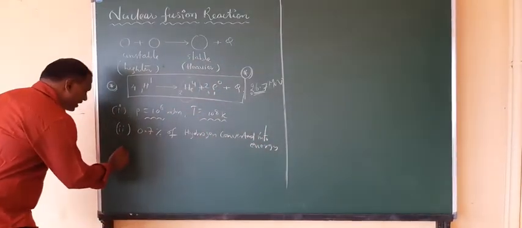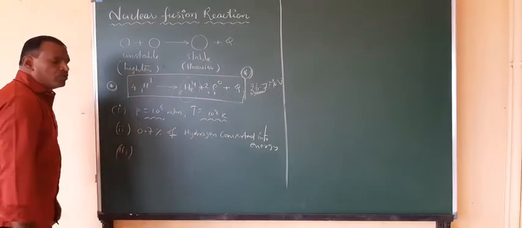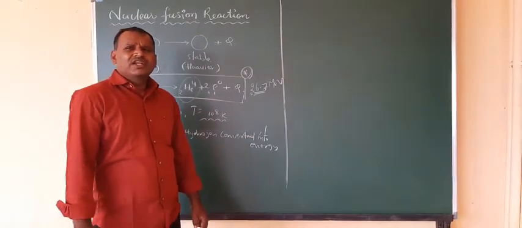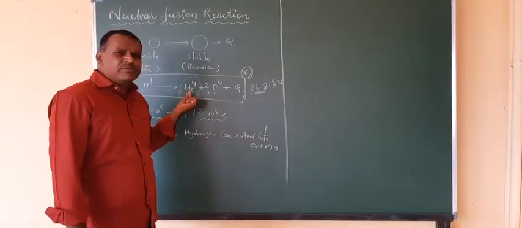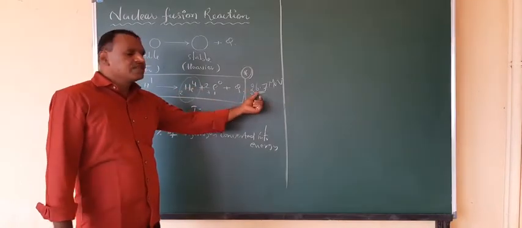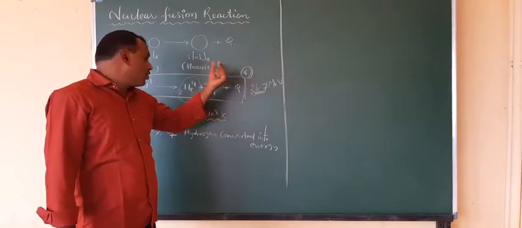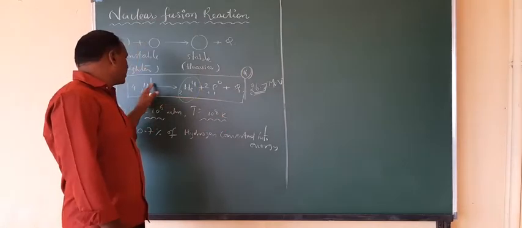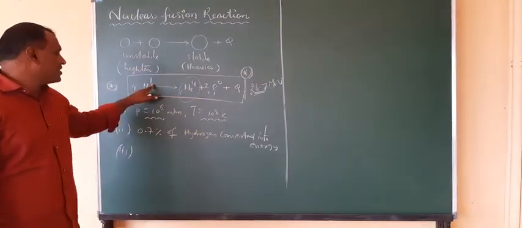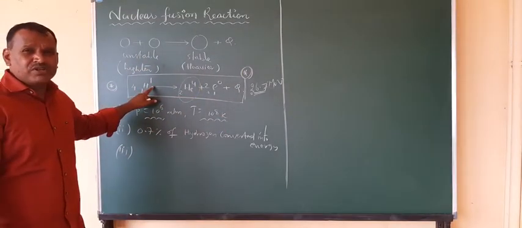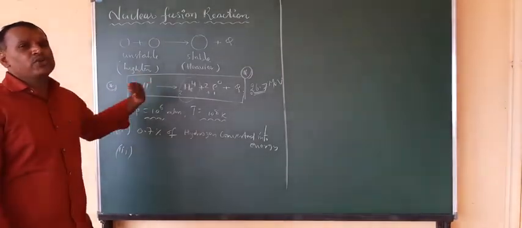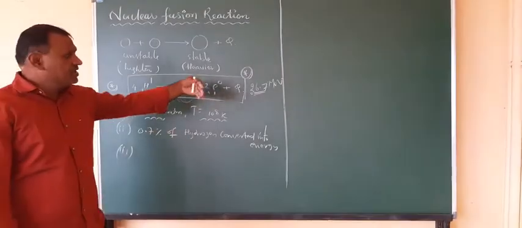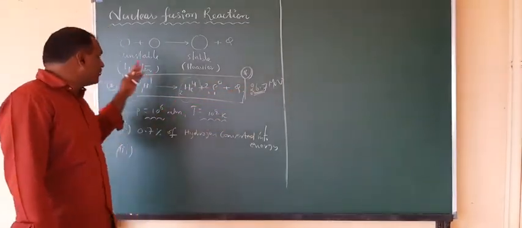If you calculate the amount of energy released in the formation of one helium nucleus, this is the energy we get. But how many protons are required here? 4 protons. That means the mass number is 4. So let us calculate the energy per nucleon, how much energy is liberated per nucleon in fusion.